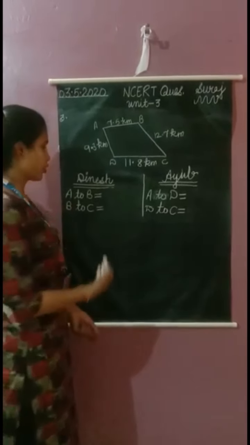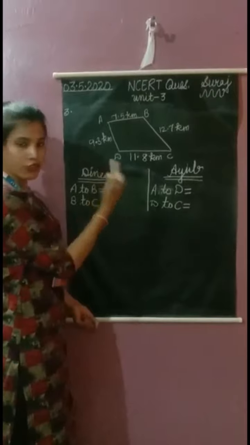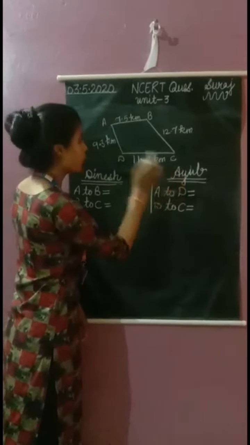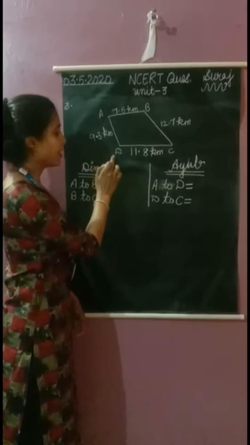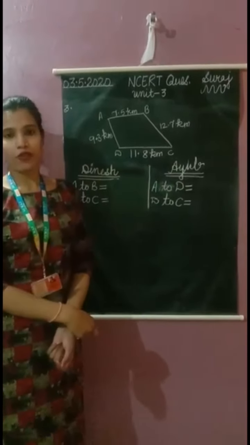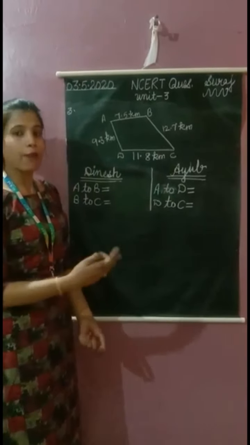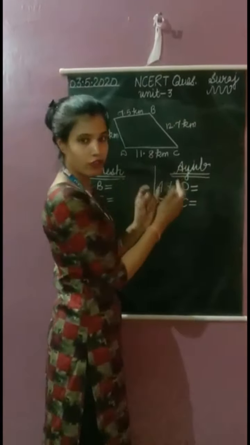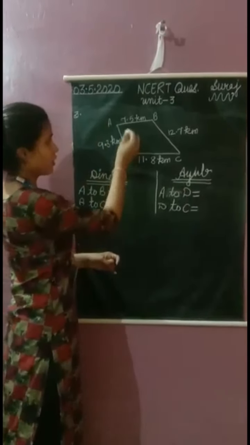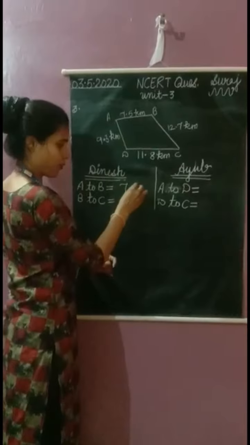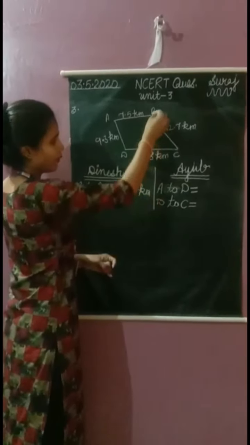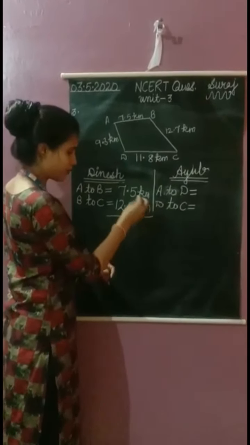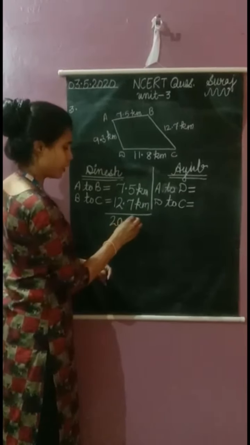And in this third question, two boys are there. Dinesh travel A to B point and then B to C point, and Ayub travel A to D and D to C. And in this question we have to find who traveled more and by how much. So firstly we count the Dinesh traveled and Ayub traveled separately. Okay, now firstly A to B distance 7.5 kilometer and B to C is given 12.7 kilometer. Now add them. This is your 20.2 kilometer.